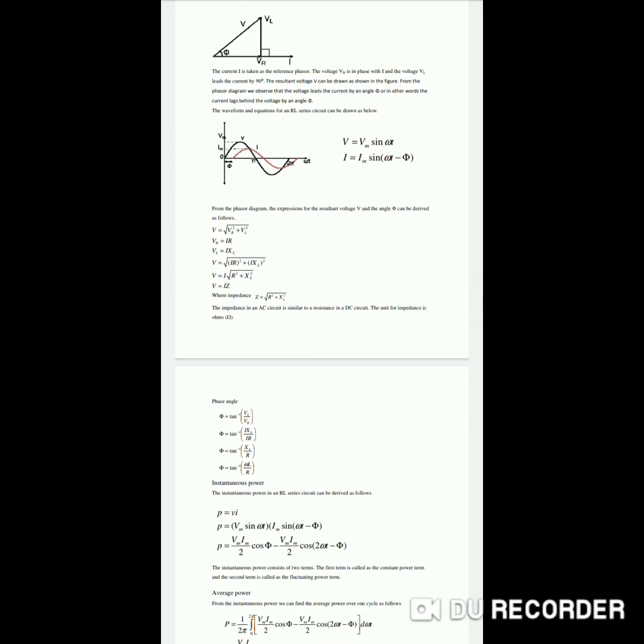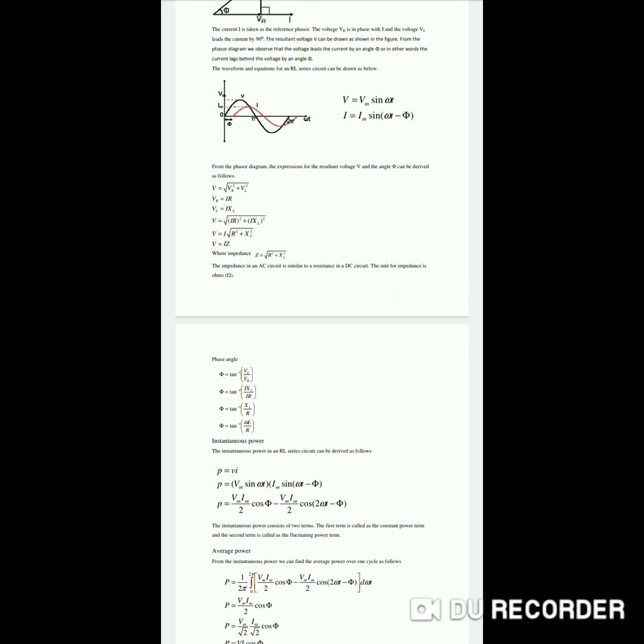Now from the phasor diagram we will find the resultant voltage V and the angle phi. To find the resultant voltage, we combine resistance and inductance. So V = square root of VR squared plus VL squared. VR we know is IR, and VL we know is I times XL. Substituting in the above equation, we get V = square root of (IR) squared plus (I XL) squared.